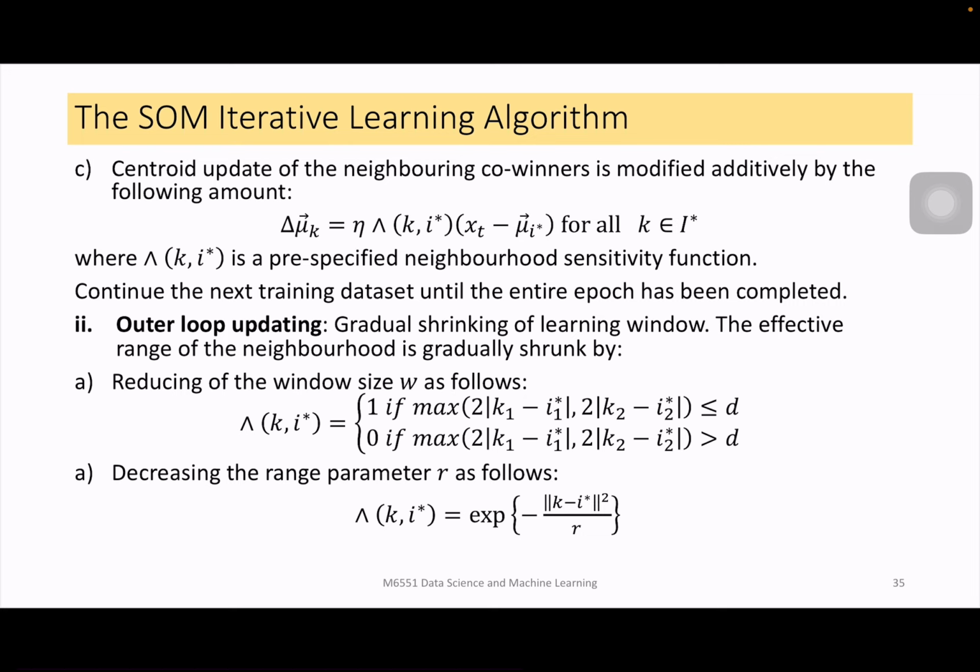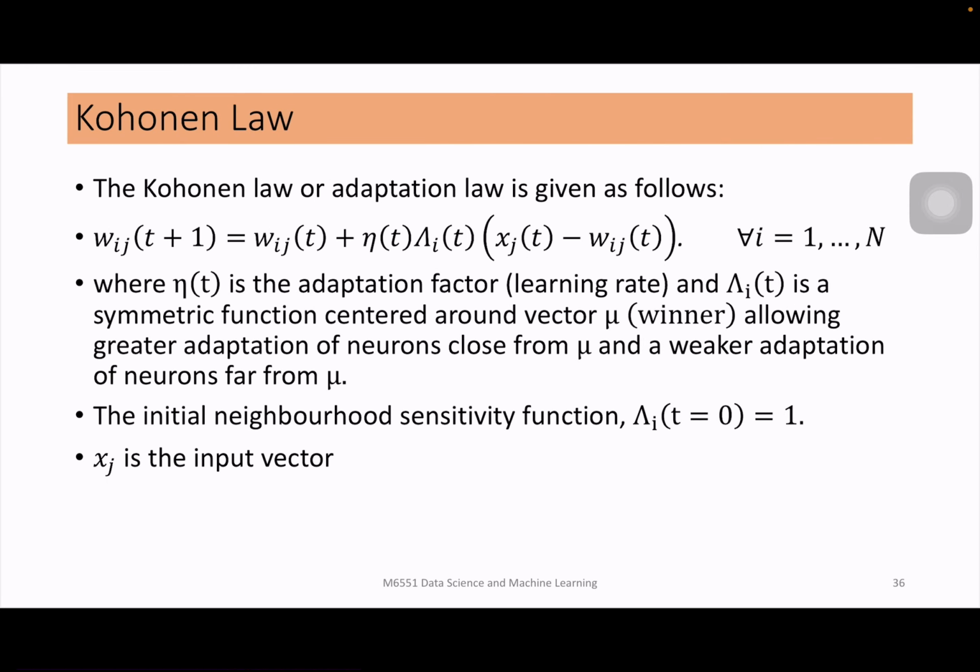Continue with the next training data until the entire set has been completed. Once the inner loop is completed, the outer loop updates, and then the gradual shrinking of the learning happens. The window of the neighborhood is gradually shrunk, reducing the window size, decreasing the parameter size as follows. So the Kohonen law.